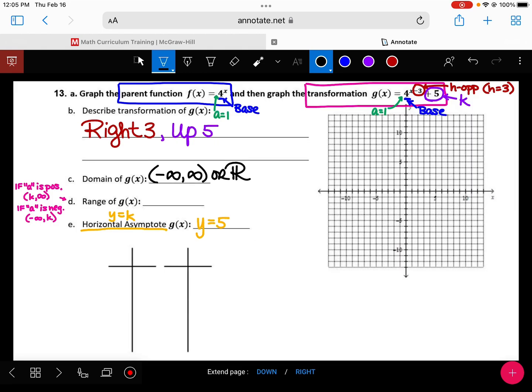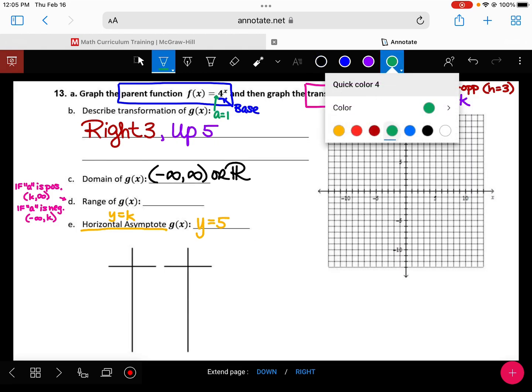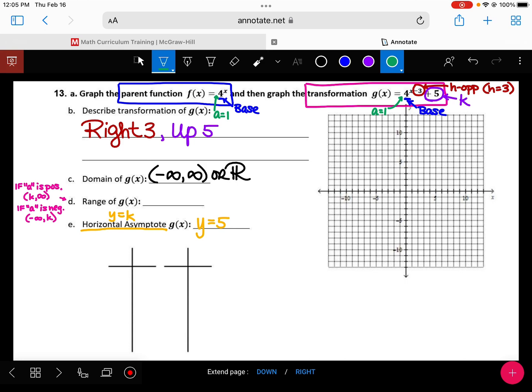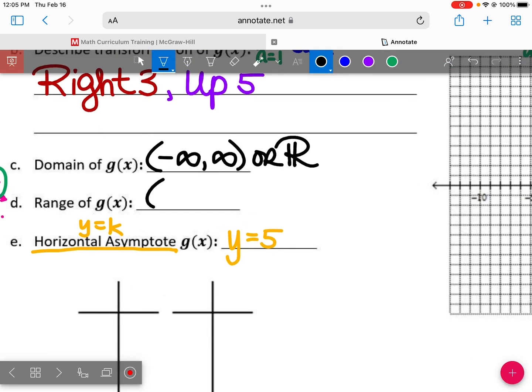And then I want to do the range. Is it 5 to infinity? How do you know? Because the A is positive? A is positive. In this case, our A was just a 1, but that's still positive. So it's going to be K, 5, to infinity.